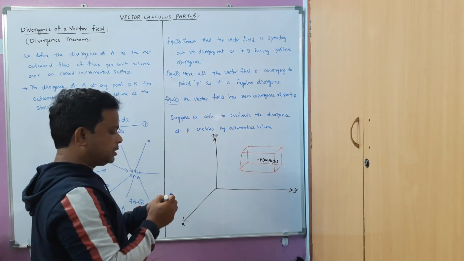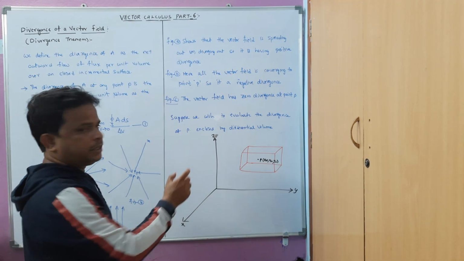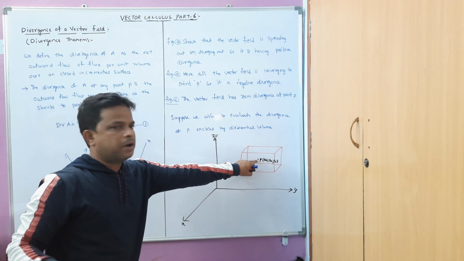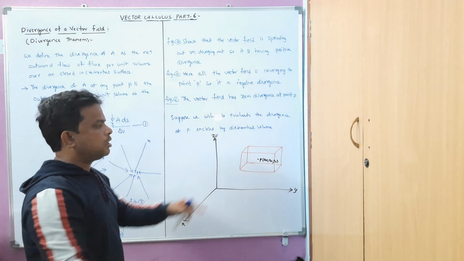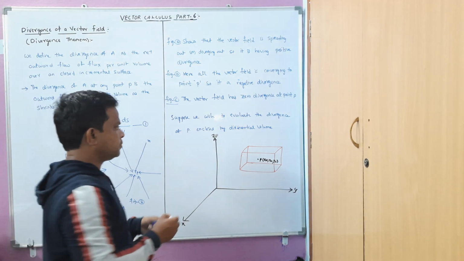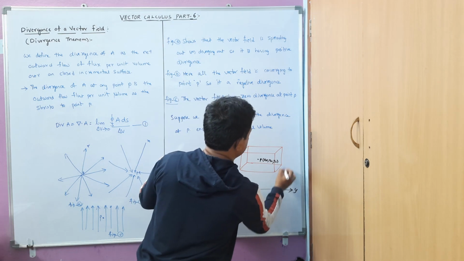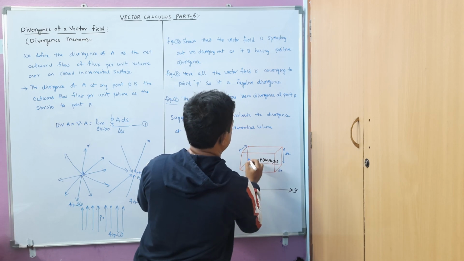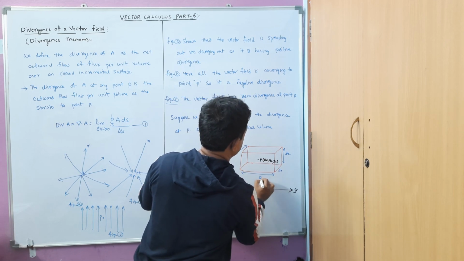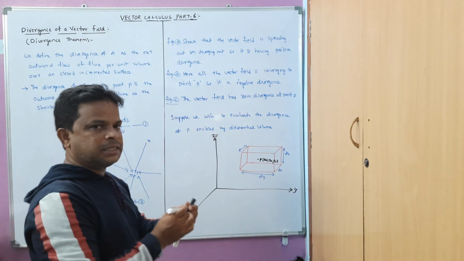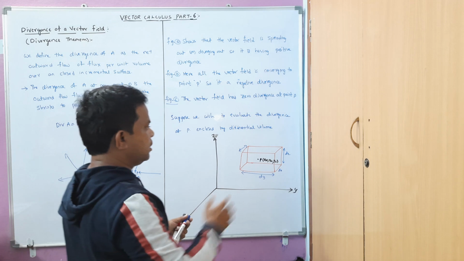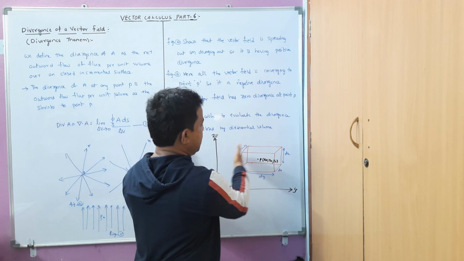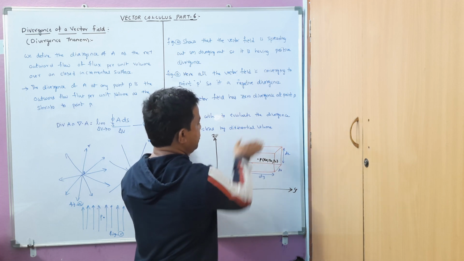Okay, so now I am considering a differential volume which is enclosing point P. We are going to calculate the divergence at this point P, which is enclosed by this differential volume, like a rectangular box. Okay, so in this direction we are having dx and this is dz and this is dx and this is dy. So now you can see this differential volume is like a cube. So we are having 6 faces, that is right side, left side, top, bottom, front, back.